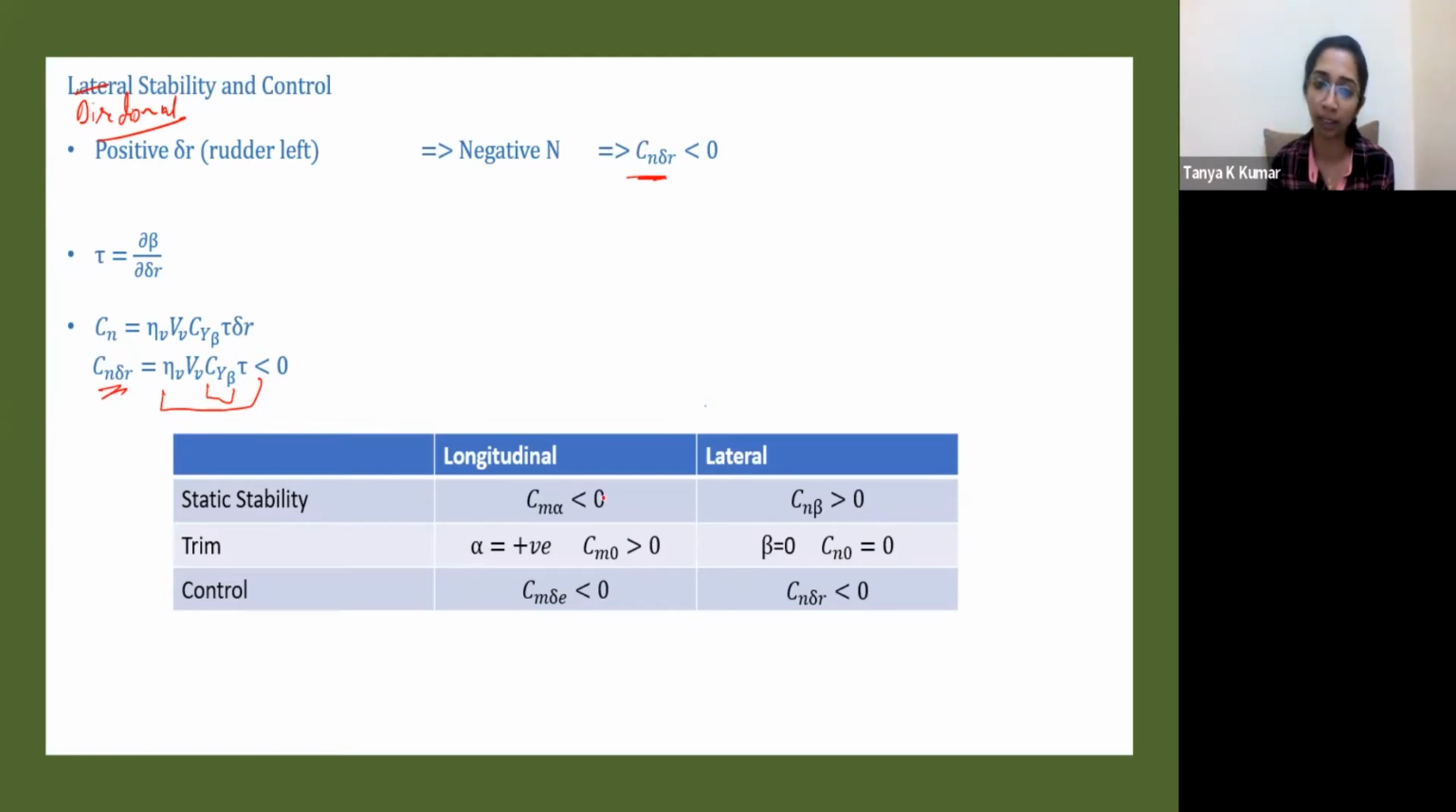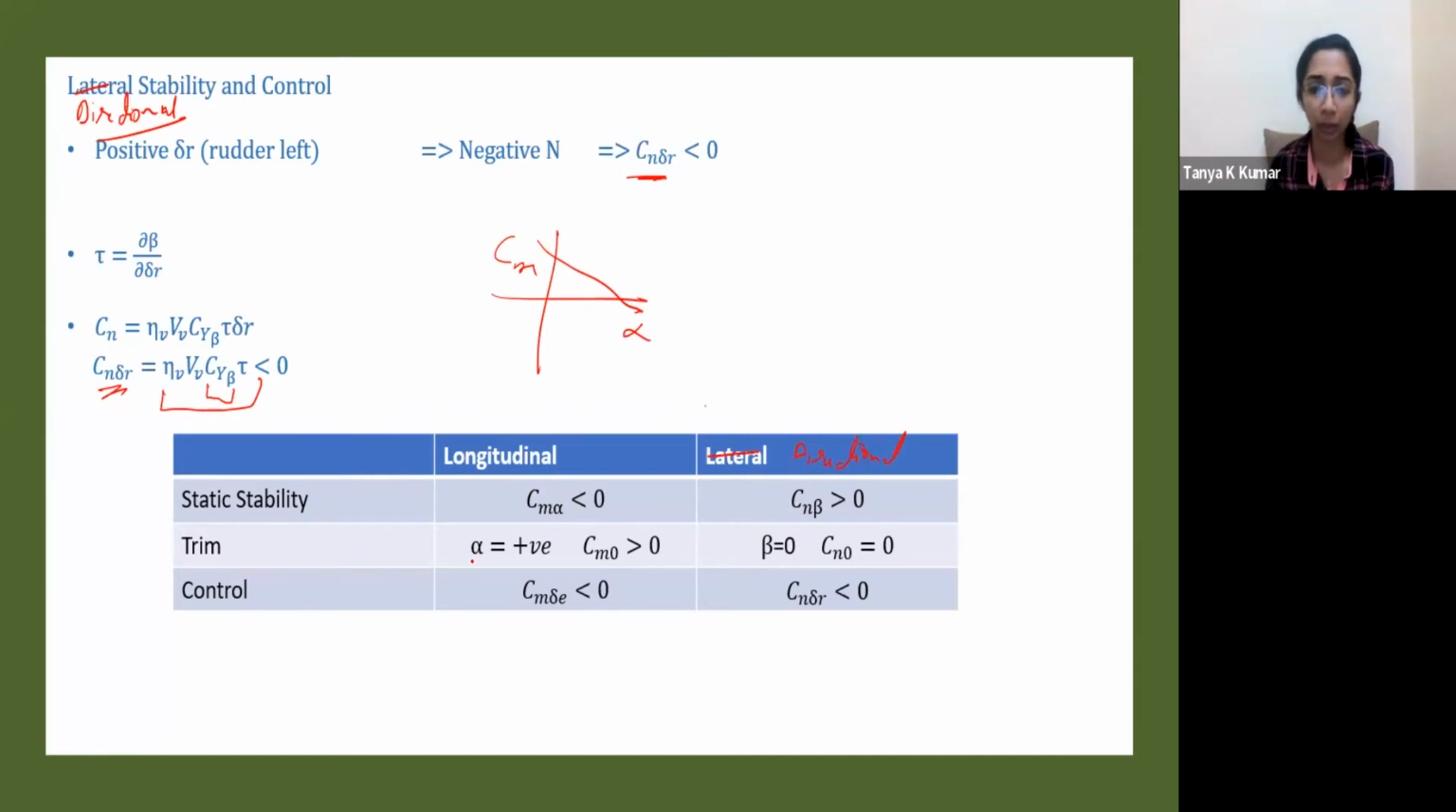This table is just a comparison between the various terms used in the longitudinal and directional stability control. So for static stability in the longitudinal case, you needed Cm alpha negative. So your graph was Cm versus either Cl or alpha. It had a negative slope. In the directional case, the Cn beta should be positive.